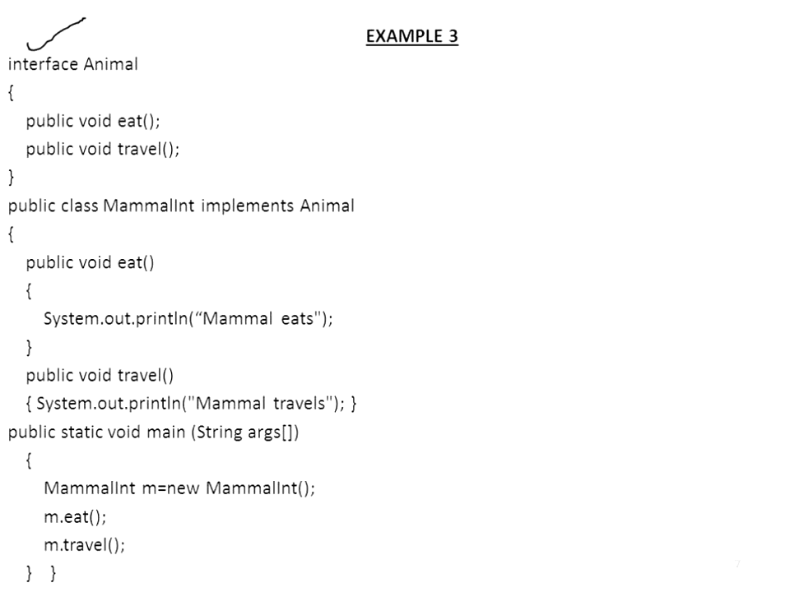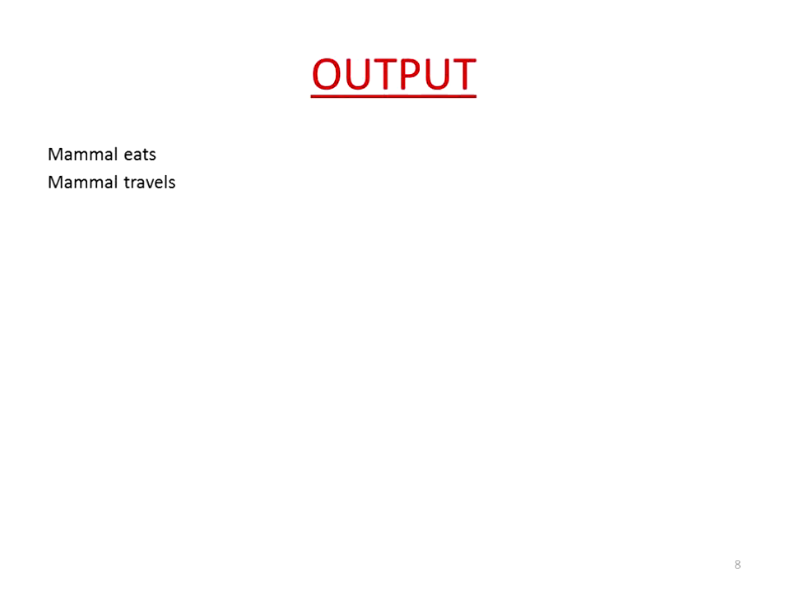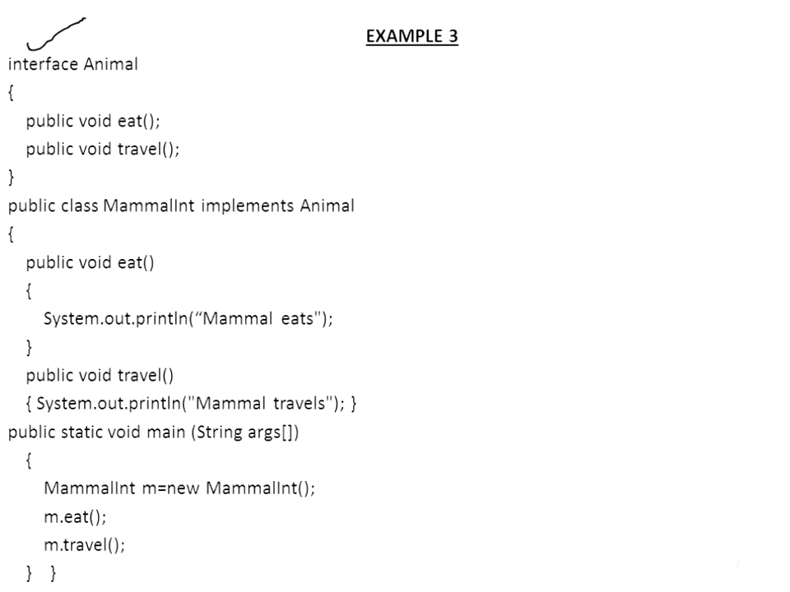Mammal eats, okay. So the output will be only mammal eats, mammal travels. Yes. The output is mammal eats and mammal travels. Good. Yes, mammal eats, mammal travels.